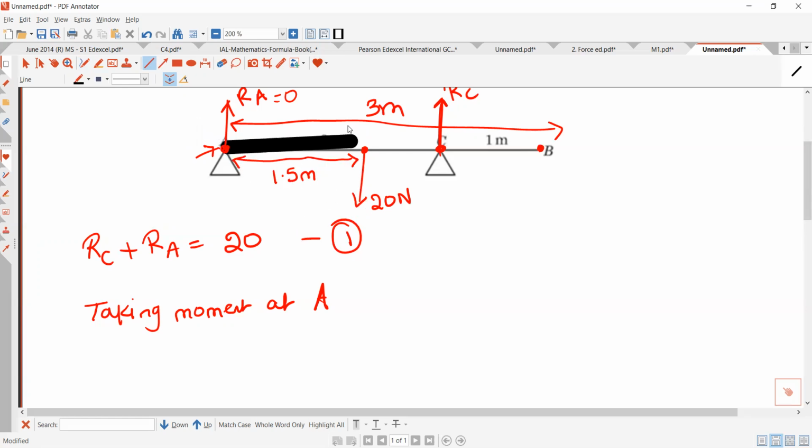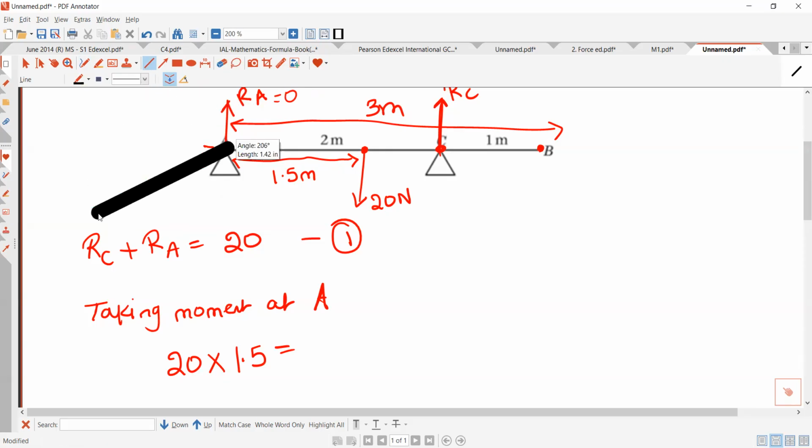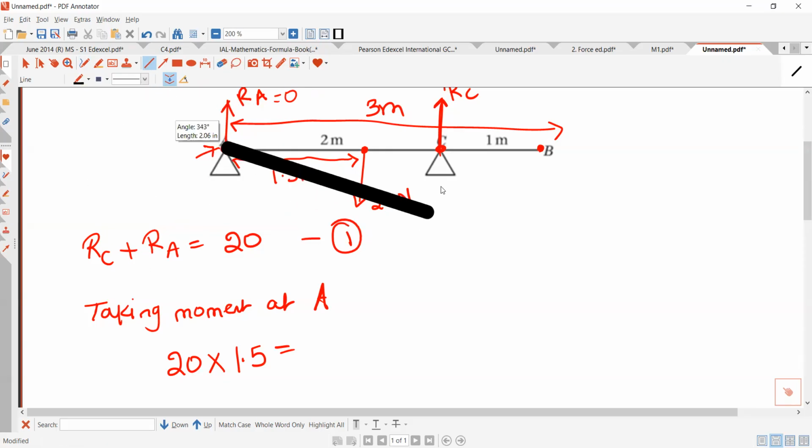So clockwise moment. What is the moment of the force? 20 into 1.5. Agree? Equals anti-clockwise. Do I have any more clockwise here? Let's check. Do I have any more clockwise here or not? RC is going anti-clockwise. Online people, is everybody understanding? RC is going anti-clockwise. Is everyone understanding? Online?